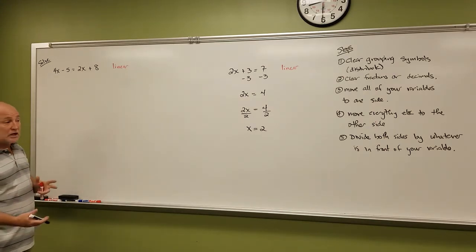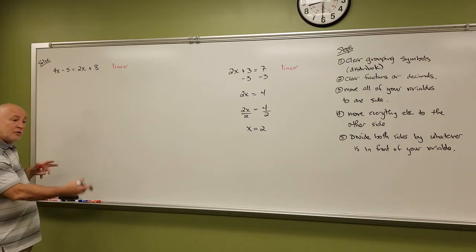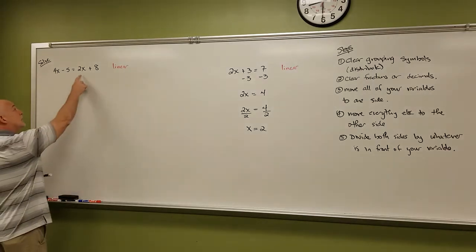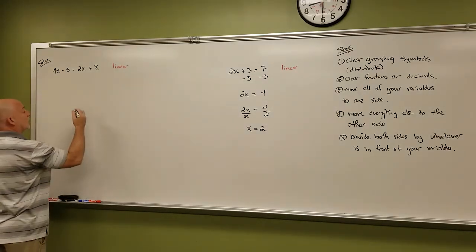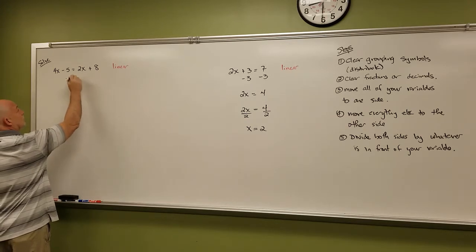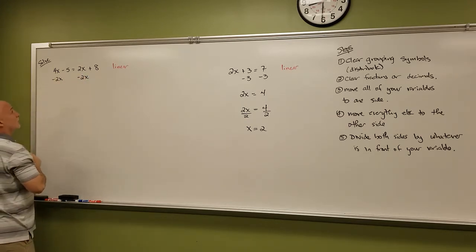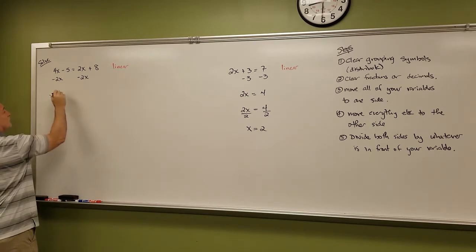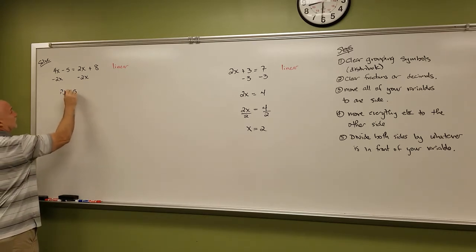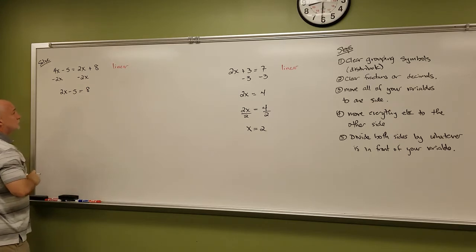Does not matter which side you move them to. Most students tend to prefer moving them to the left, which means getting rid of them on the right. So if I don't want any x's on the right, I'm going to have to take away 2 x's from that side. And whatever we do to one side, we got to do to the other. All right, if we combine our like terms here, that gives me 2x minus 5 is equal to 8.